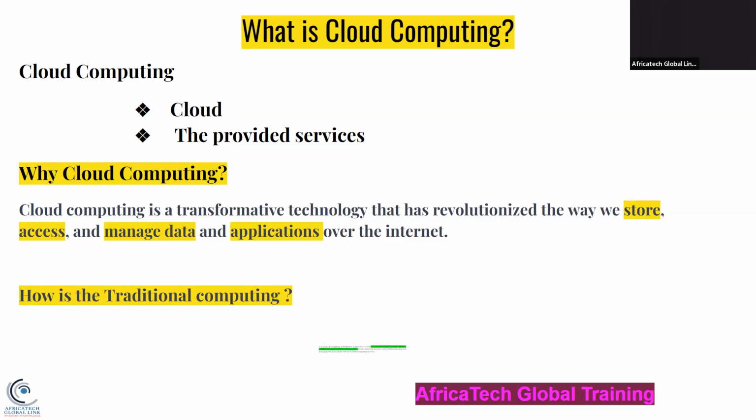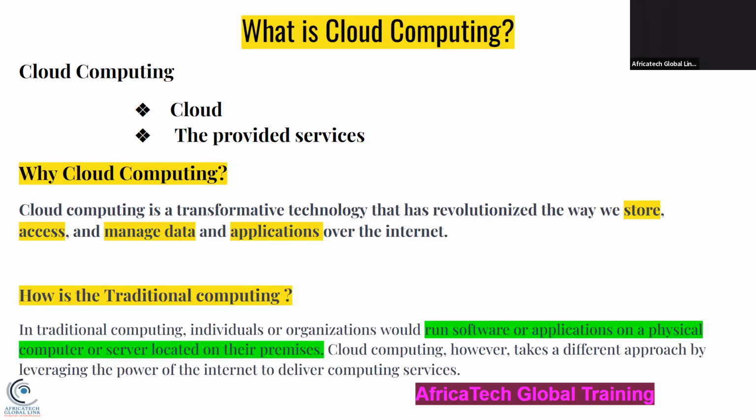How is the traditional computing, right? It's just an example. In traditional computing, an individual organization will run software or applications on a physical computer or server located on their premises, right? So every company had a special room where they were storing their stuff, with a lot of memories and hard drives. It was costly, and they had to pay people to maintain that place as well, you know.